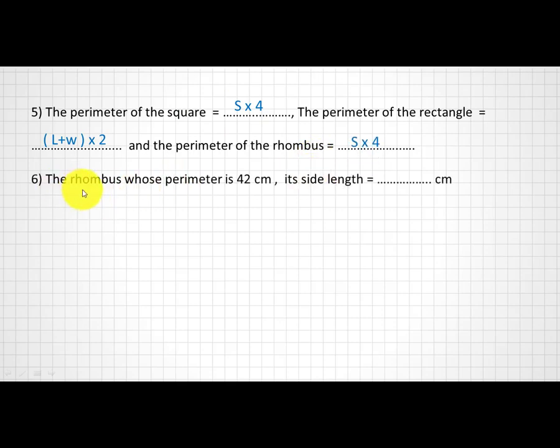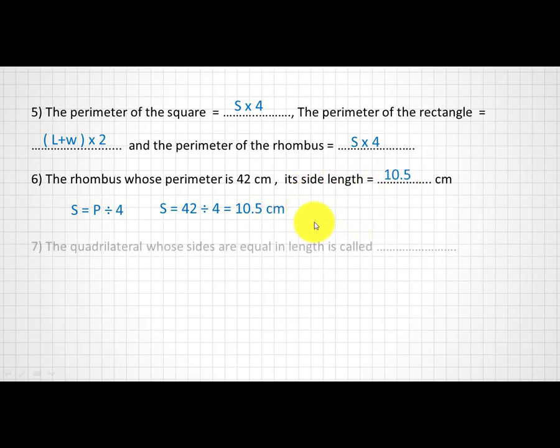Number 6, the rhombus whose perimeter is 42. The perimeter equals 42. I want the side length. Perimeter of rhombus equals side length times 4. Then side length equals what? Yes, side equals perimeter divided by 4. Then equals what? 42 divided by 4. Then side equals 42 divided by 4 equals 10.5 centimeters. Then side length equals 10.5 centimeters.